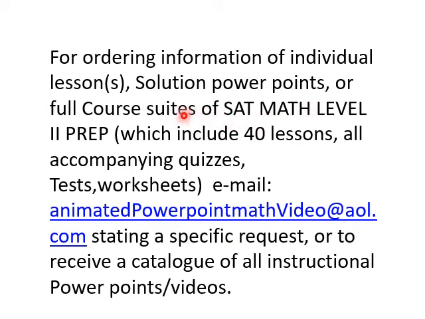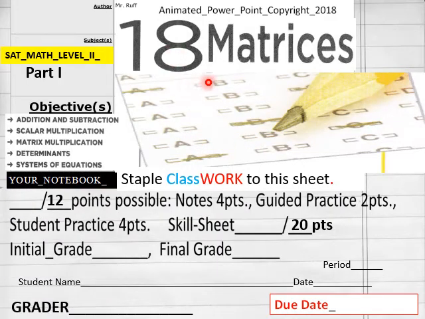Everybody, we're getting ready to do section 18 of SAT Math Level 2 preparation. And for 18, it's a section on matrices. You've got 12 points to go onto your notebook guide, and 20 points will go onto your classwork sheet. This will be about addition and subtraction of, scalar multiplication of, matrix multiplication of, determinants and systems of equations, all pertaining to matrices. Name, date, period, students, due date for onliners, homeschoolers.